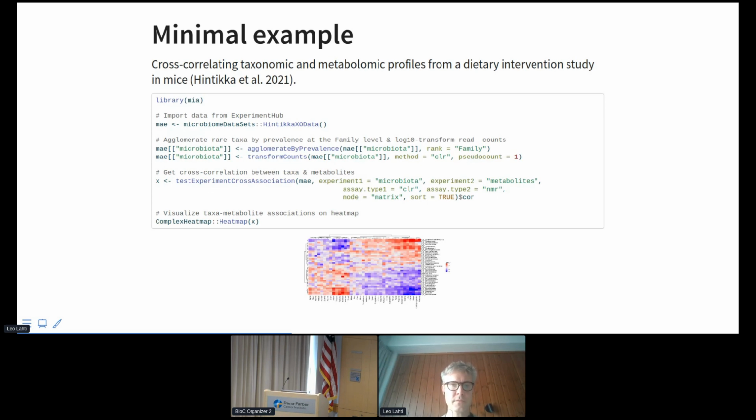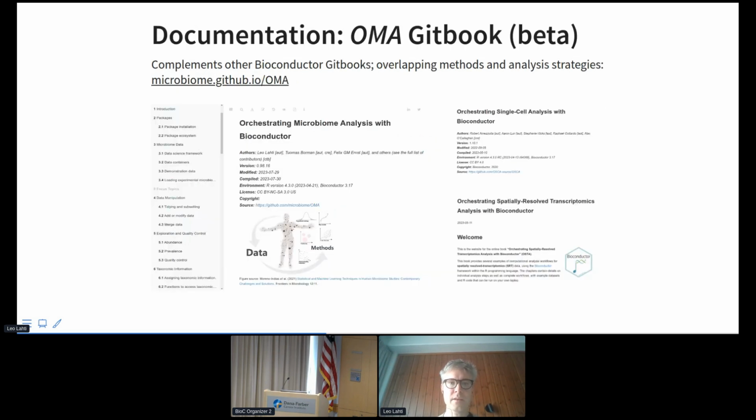There are more tools available and documented in the online book that we have been building. This is still a beta version, but you can find many workflows and examples from this Orchestrating Microbiome Analysis book. And it complements the other available Bioconductor books that are out there and provides largely overlapping methods and analysis strategies. You can have a look at this online book for more details.